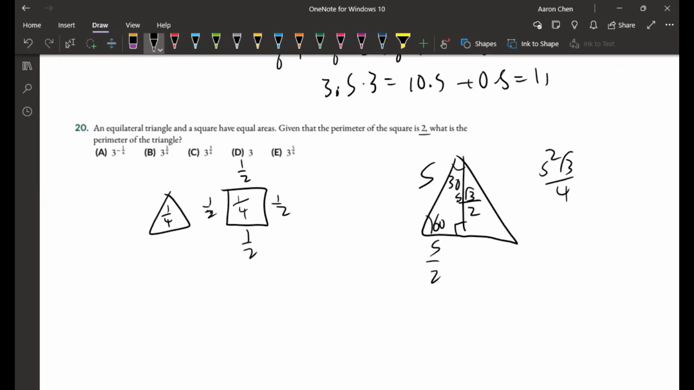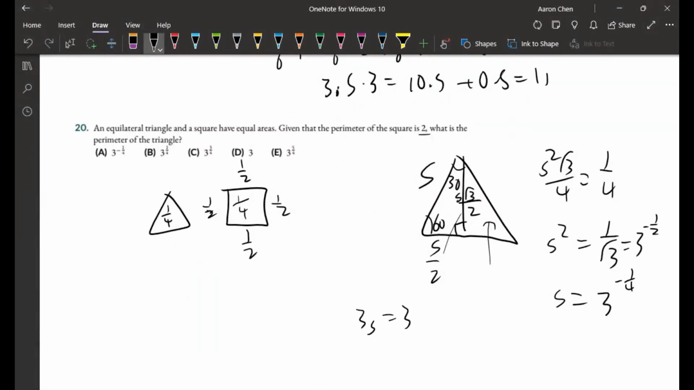And the reason I didn't divide by 1/2 after multiplying these two is because there's another one here with the same area. So this is equal to 1/4, so S squared is equal to 1 over root 3. So S is equal to 3 to the power of negative 1/2, so S is equal to 3 to the power of negative 1/4. And so the perimeter of the triangle is just 3S, which is 3 times 3 to the negative 1/4, which is just 3 to the 1 minus 1/4, or 3 to the 3/4. And that is option choice C.